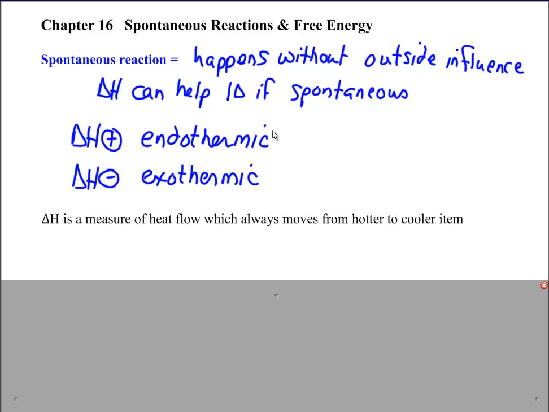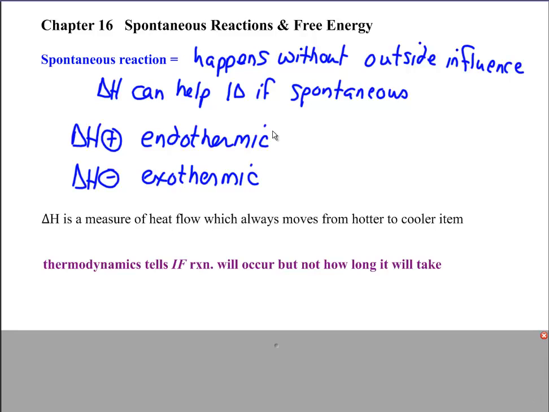Remember that delta H is a measure of heat flow. It tells you whether heat is flowing into the system or out of the system, and heat always flows from an area where it's warmer to an area where it's cooler. Thermodynamics tells us if a reaction is going to occur, but it doesn't tell us how long it will take. So it gives us the if, but not the how long. Kinetics, remember, is what tells us how long something will take to react.